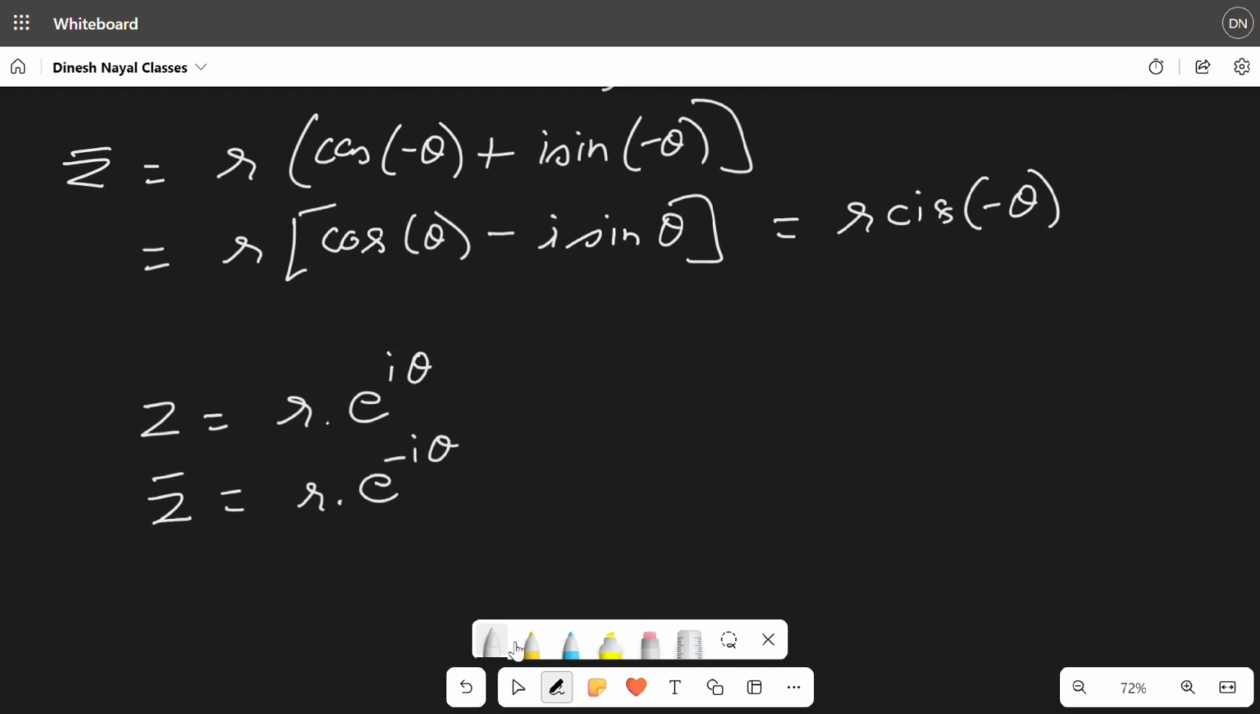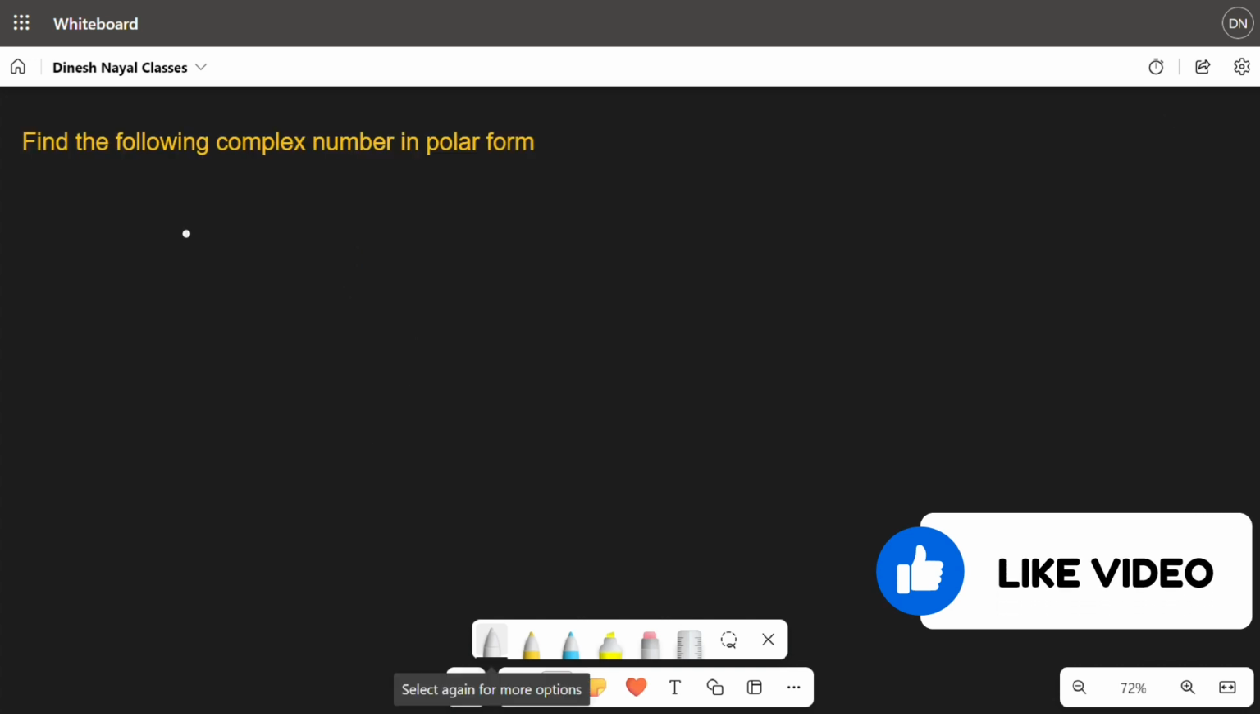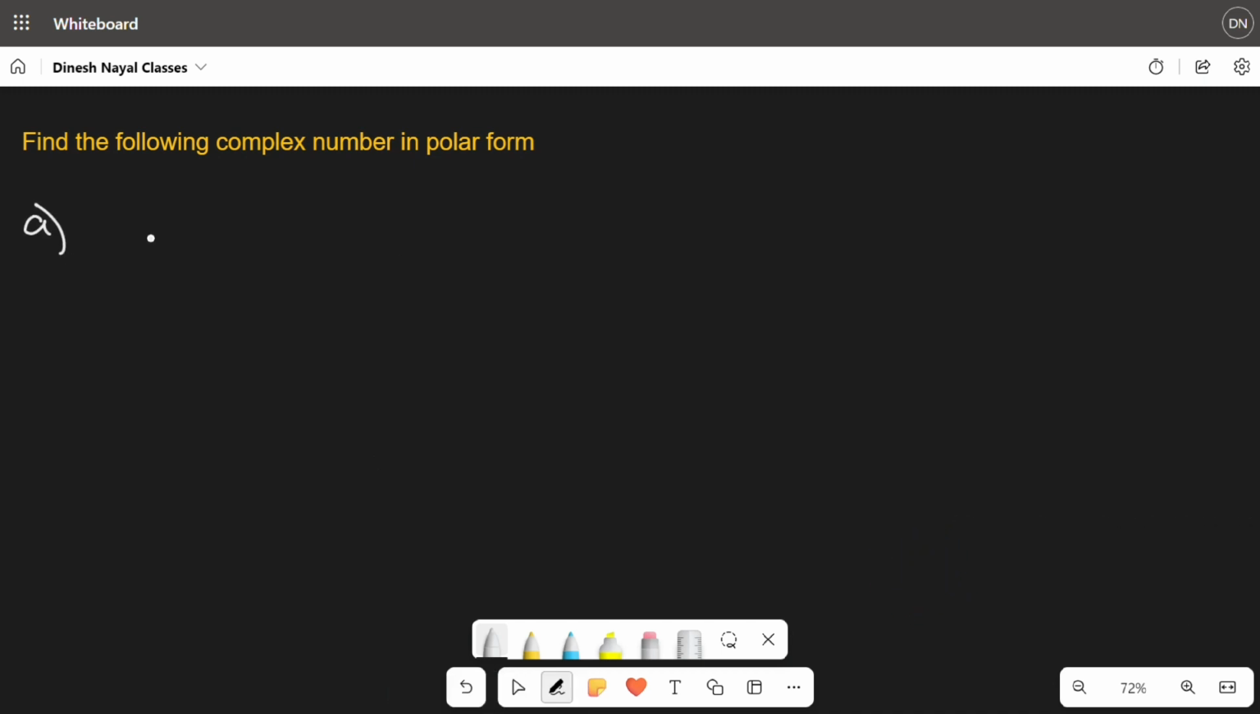Okay, now let's do some examples, some questions in which you have to convert these numbers to polar form. So find the following complex number in polar form. You are given a complex number 2 plus 2i, and you have to convert this to polar form. We know that in polar form we write this as r cos theta plus i sin theta.